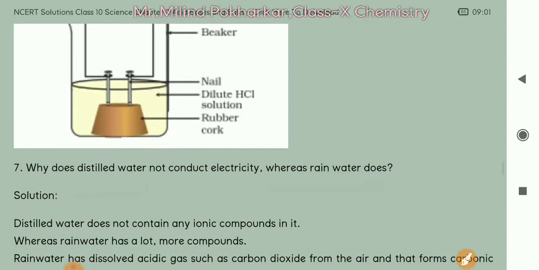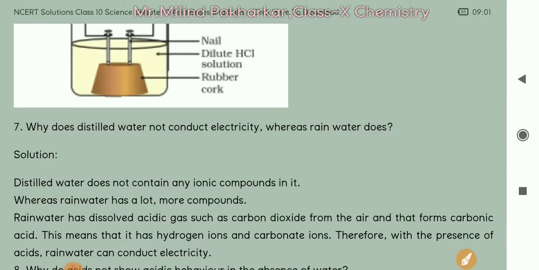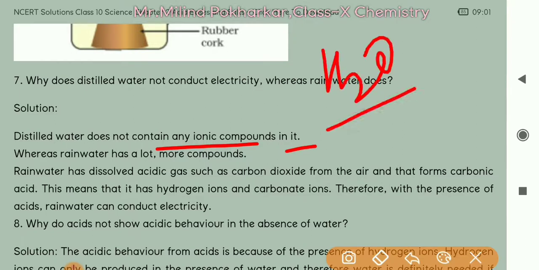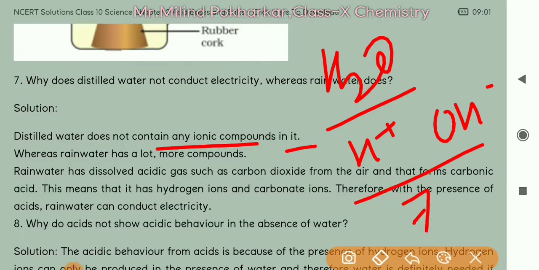Next question is, why does distilled water not conduct electricity whereas rainwater does? Now see, distilled water does not contain ionic compounds in it. Distilled water is H2O, pure H2O. तो जितना H plus है उतने ही OH minus है. So it's neutral, and that's why the pH is 7. So pure water is neutral.